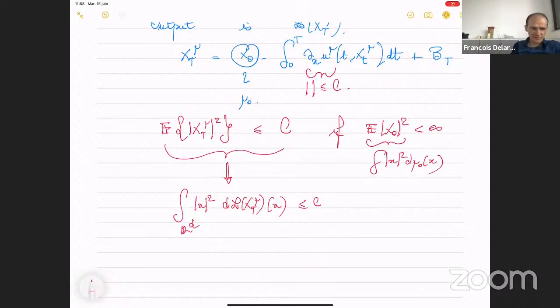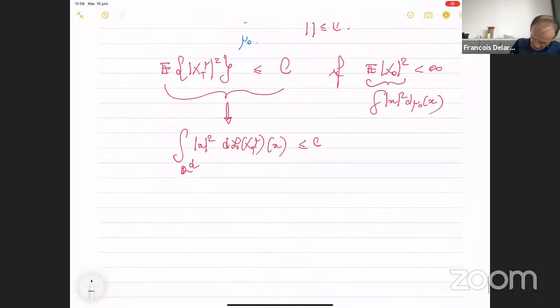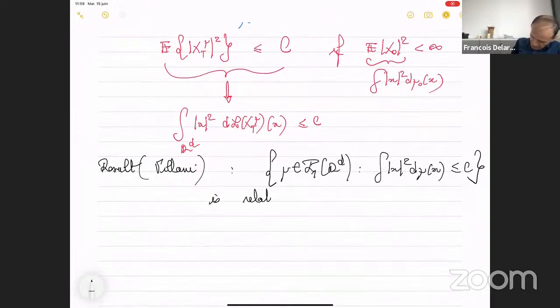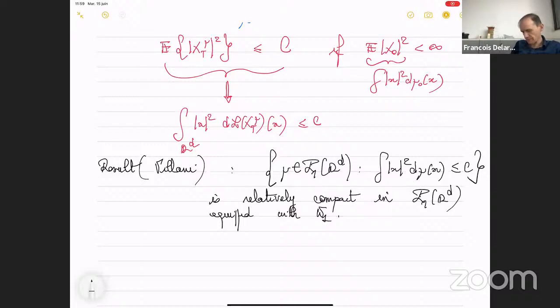But now there is a result about Wasserstein spaces that says that the collection of measures for which the second moment is bounded by a constant C is a compact subset in W1. You can find this result in the book of Villani. If you take the collection of probability measures mu in P1 such that the integral of x squared d mu(x) is less than C, then this is relatively compact in P1 equipped with W1. So this is the way you get relative compactness. Okay, so this is basically the way the Schauder theorem can be applied here.